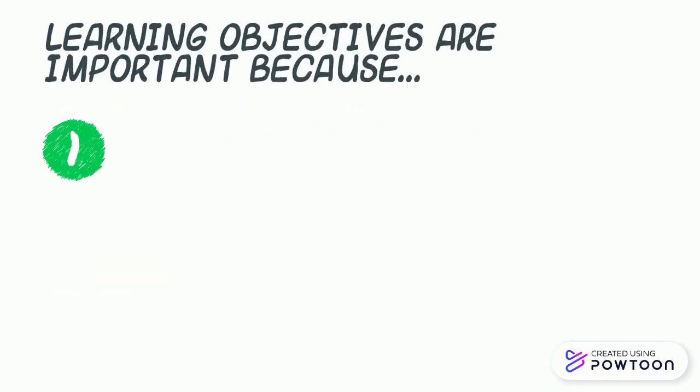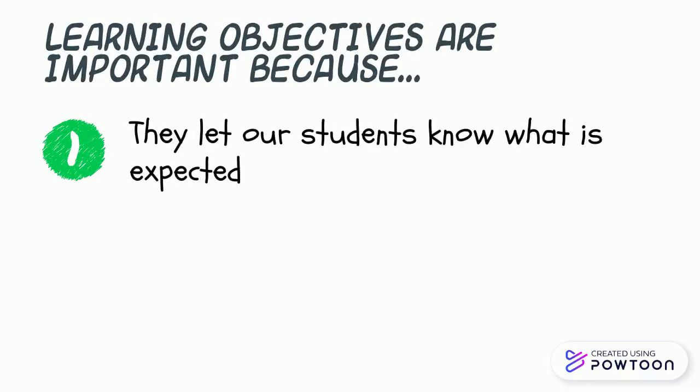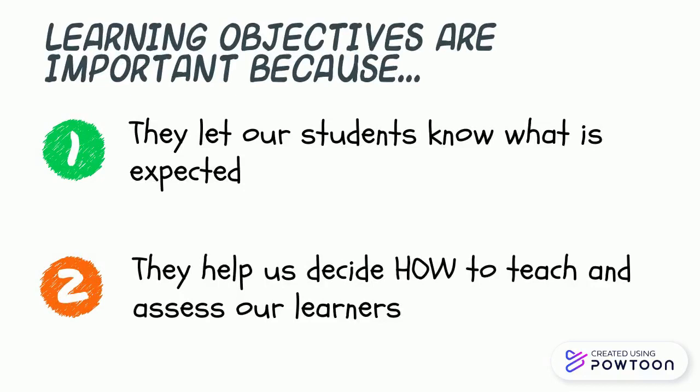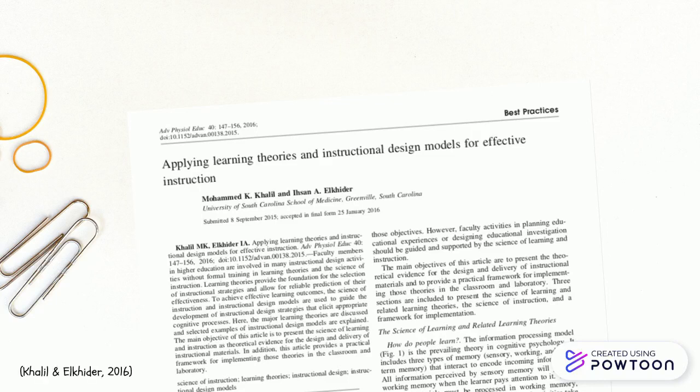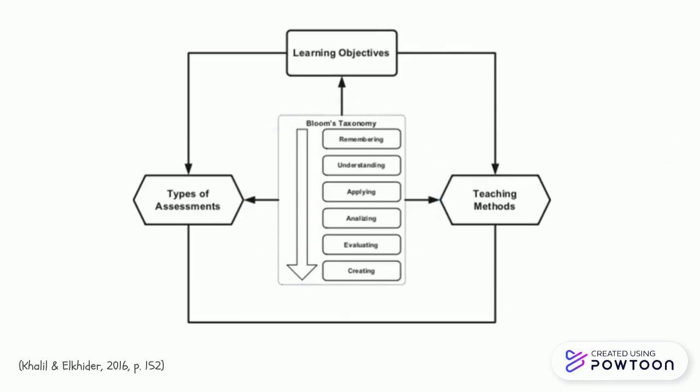For one, this is partially because they let students know what's expected of them, but they're also really important to us as educators because they help us decide how to teach the content, as well as how we're going to assess our learners. The article mentions the importance of using measurable verbs, and they include Bloom's taxonomy in Figure 4. They also make links to learning objectives in selecting our teaching strategies and our assessment strategies.